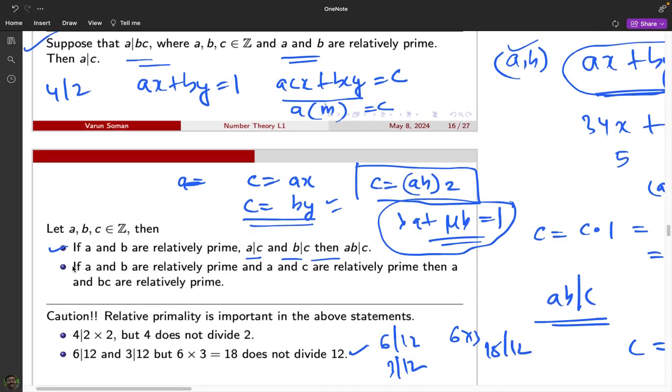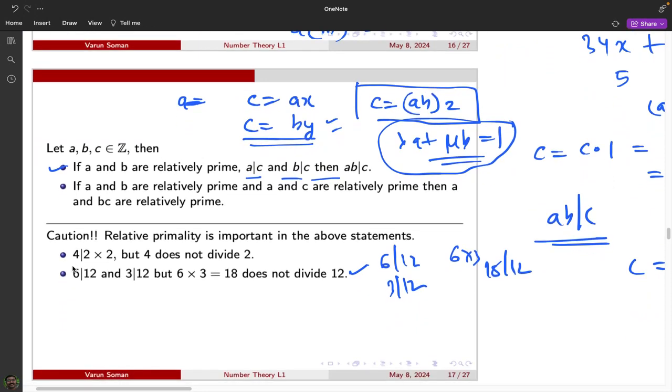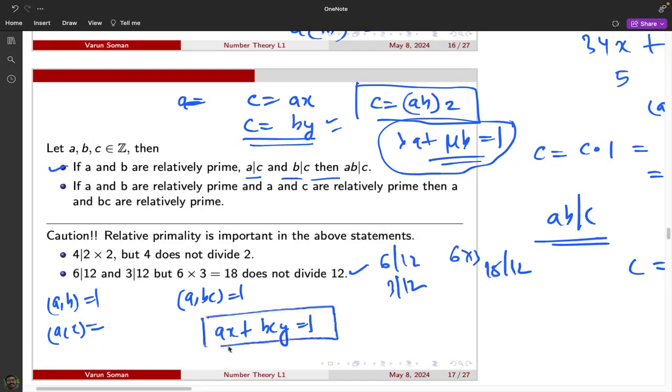Okay. And similarly, can you look at this result? Try doing this result. If A and B are relatively prime and A and C are relatively prime, then A and BC are relatively prime. So it is given that GCD of A comma B is 1. Also it is given to you that GCD of A comma C is equal to 1. I have to show that GCD of A comma BC is equal to 1. Or I have to show that I could write some AX plus some BC into Y is equal to 1. I should obtain a relation like this. So only then you can say that GCD of A comma BC is equal to 1.